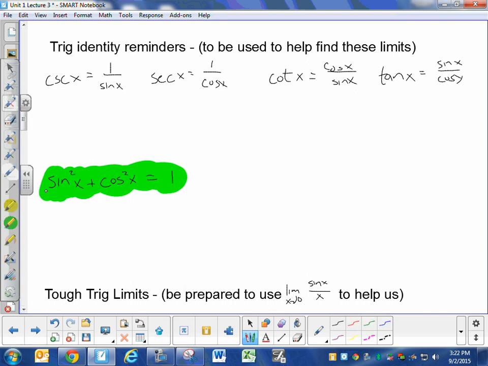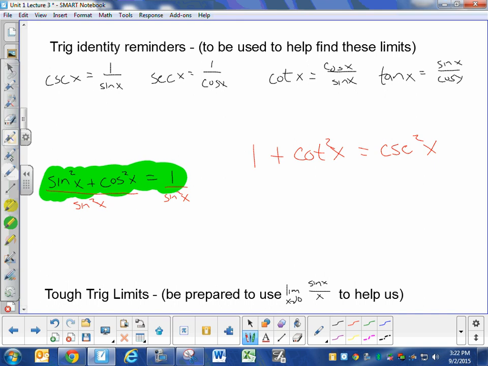If I took the left and the right side and divided it by sine squared, let's see what I get. I'd have to divide sine squared by sine squared. That would be 1. Cosine squared divided by sine squared is cotangent squared. 1 over sine squared would be cosecant squared. There's another trig identity that you had to learn.